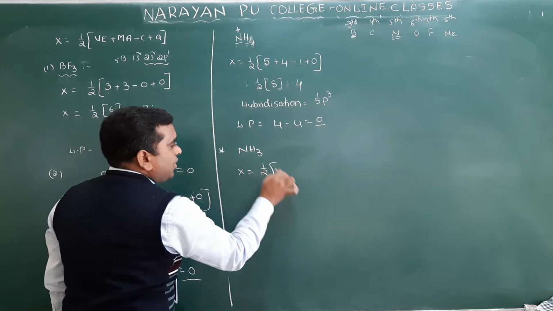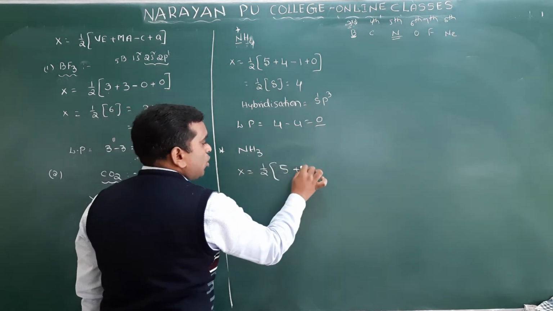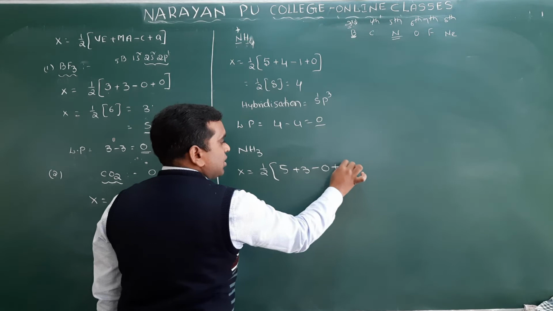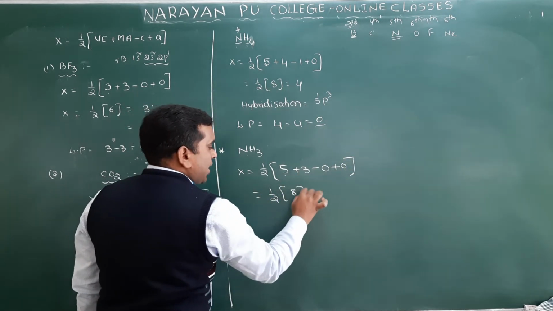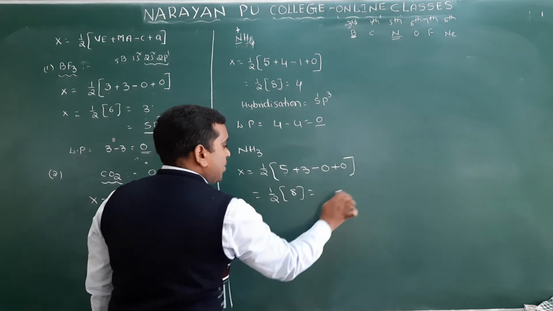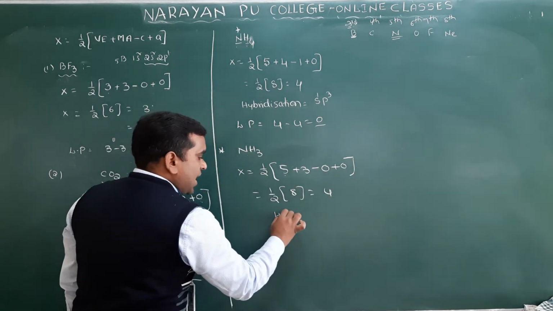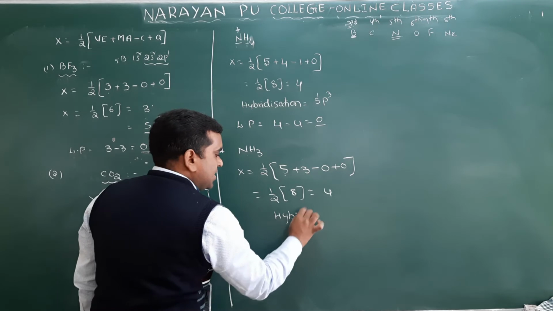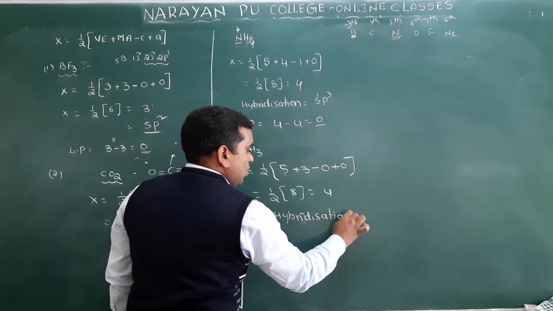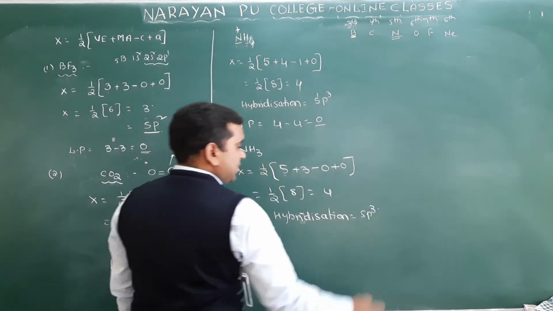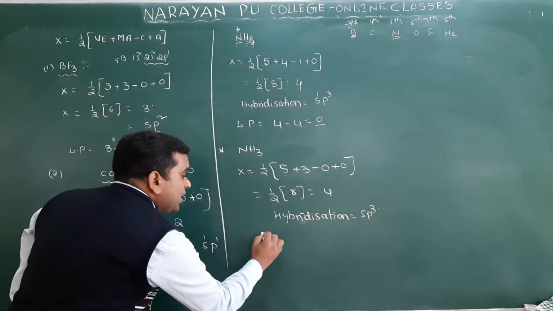X is equal to half into nitrogen 5 plus monovalent 3. There is no charge, so that's 0. So what is it? Half of, 5 plus 3 how much? 8. 8 means what is it here? How many orbitals are there? 4. What is the hybridization? sp3. sp3, but how many lone pairs are there?